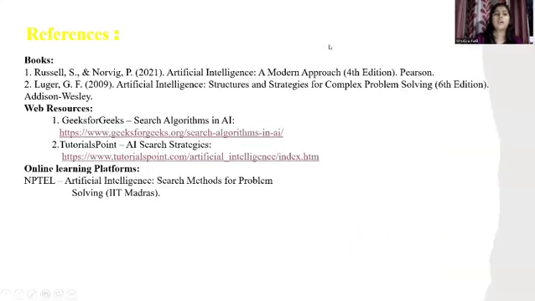This is a reference of books, web research, and online learning from NPTEL and websites.